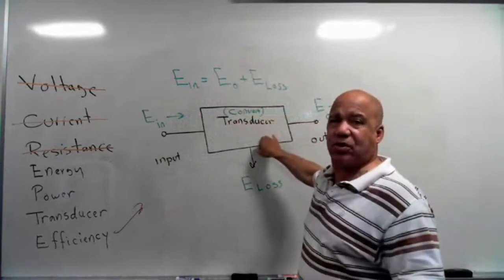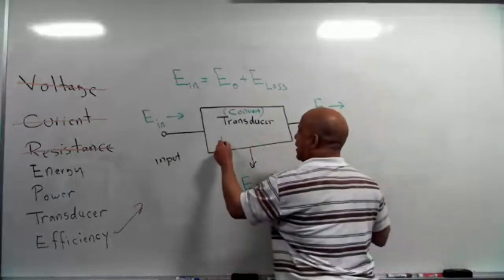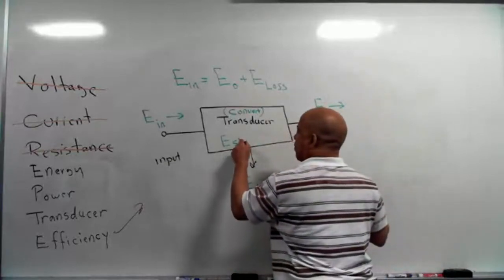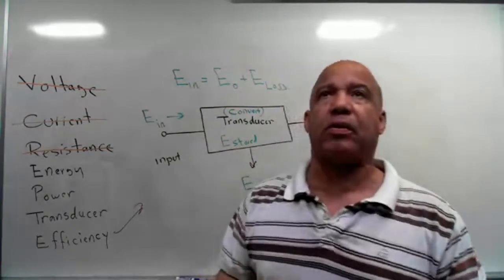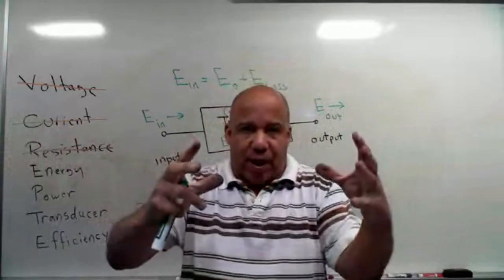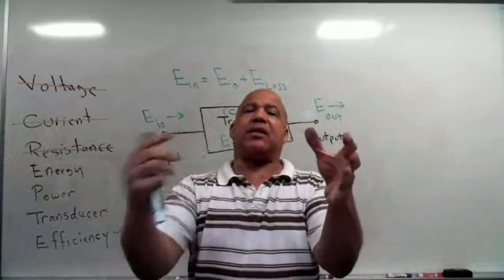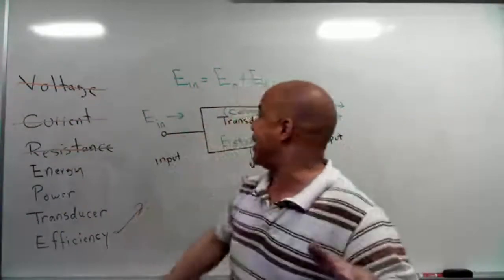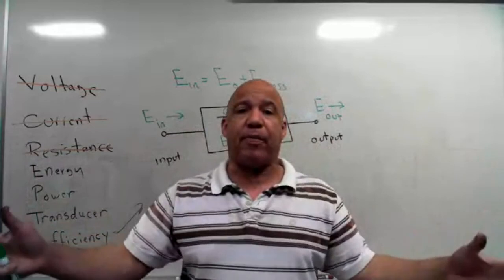Sometimes, depending on the transducer, you actually have energy stored inside the transducer. So let's say you have a mechanical transducer that has a spring in it. If you compress that spring with some of the energy going in, and that spring stays compressed, then that spring has potential energy that came from E in. And it's going to stay there until you decompress the spring.